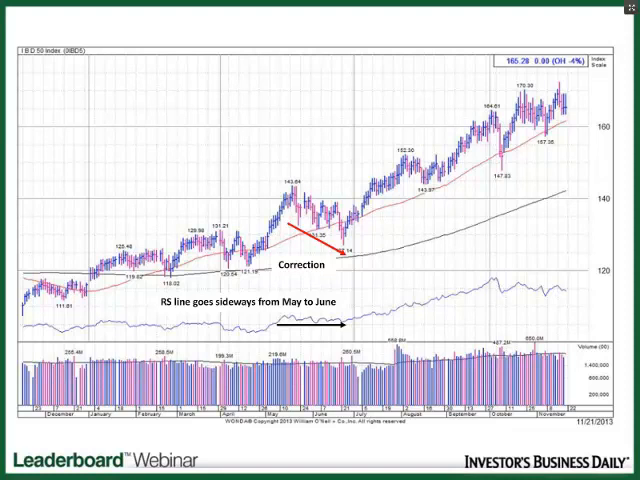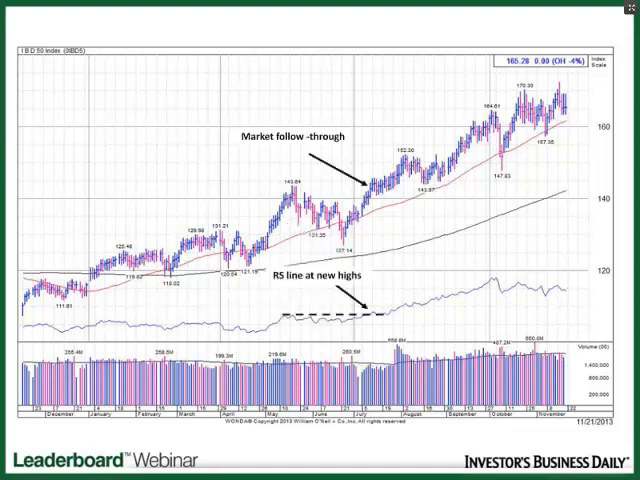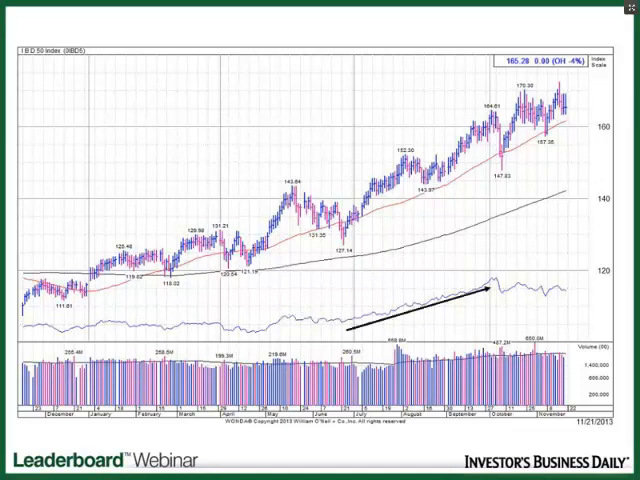So then when the market followed through on July 8th, the IBD 50's relative strength line was making a new high when the market followed through. That's very bullish. And then over the next three months, we see that line rising while the market was advancing during July, August, and September. And again, that's the normal state of affairs. That's the way we like to see the market act.